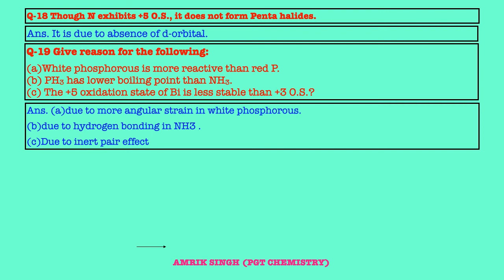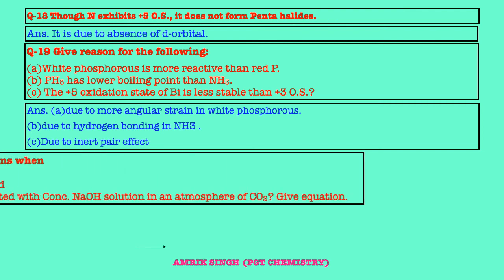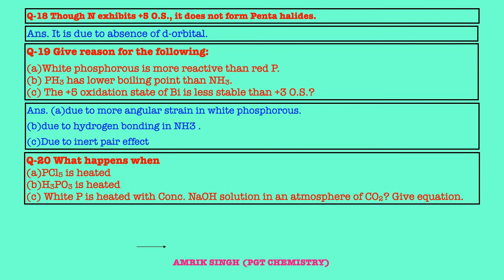White phosphorus is more reactive than red phosphorus due to more angle strain in white phosphorus. PH3 has lower boiling point due to hydrogen bonding in NH3, and +5 oxidation state is less stable than +3 due to inert pair effect. Next question 20th. What happens when PCl5 is heated?